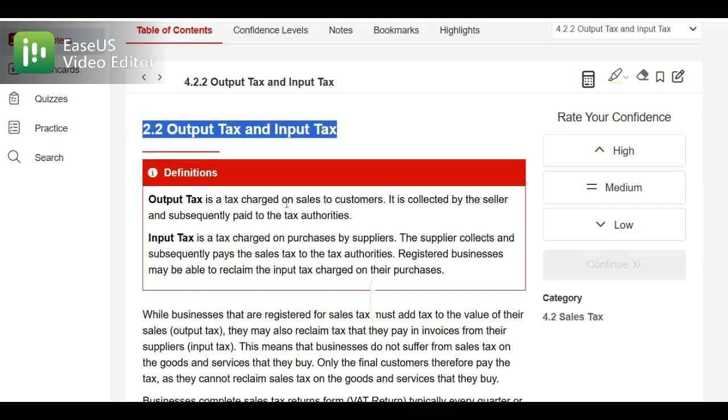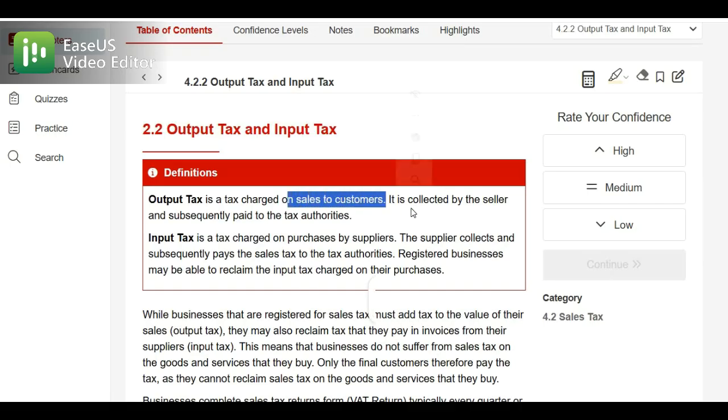Clear? So output tax is a tax charged on a sale to a customer. It is collected by the seller and subsequently paid to the tax authority, right? And then input tax is a tax charged on a purchase from a supplier, and the supplier collects and subsequently pays the sales tax to the tax authority. Registered businesses may be able to reclaim the input tax charged on their purchases.